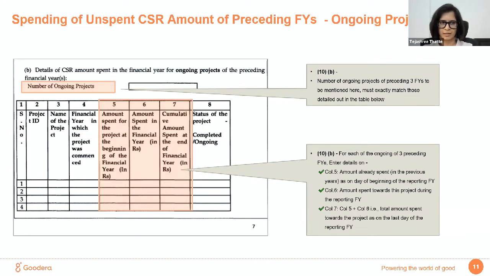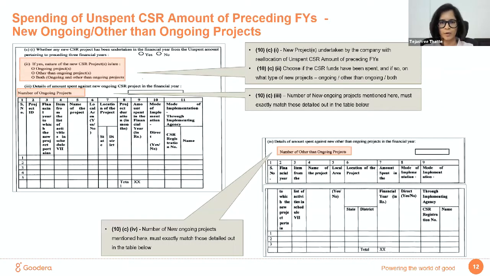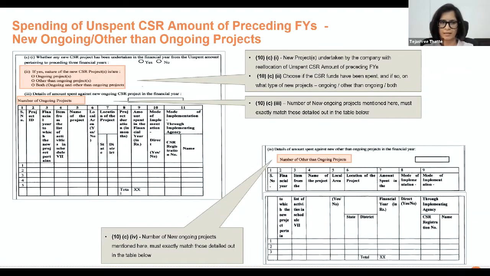As I mentioned, spending on new projects is also an option, and there could be a scenario where unspent amount from a preceding financial year is utilized in the reporting financial year on a completely new project. And this reallocation of unspent funds towards this new project has to be approved by the company's board as per the amended rules. Such new projects could be either ongoing or other than ongoing, or both types.